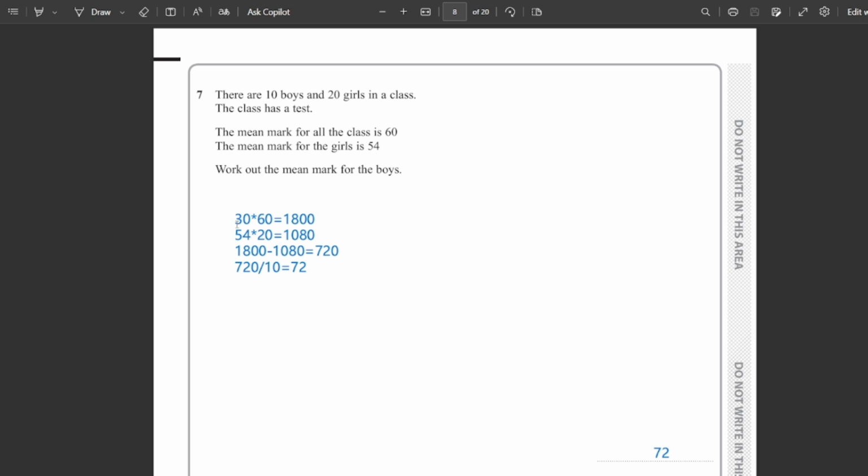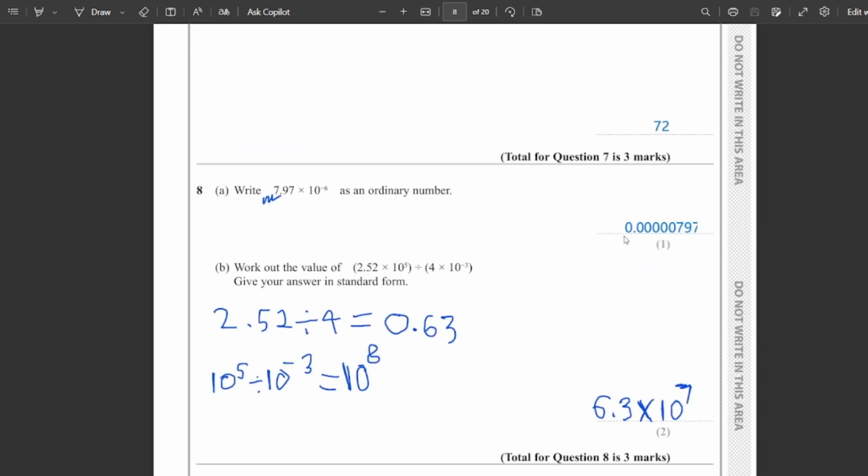And then we work out the total mark for the girls, and we do 54 times 20 to get 1,080. And then we do the total mark for everyone minus the total mark of the girls to get the total mark for the boys. And then to work out the mean mark of the boys, we do the total mark of the boys, which is 720, divided by 10 to get 72. It's a fairly simple question.